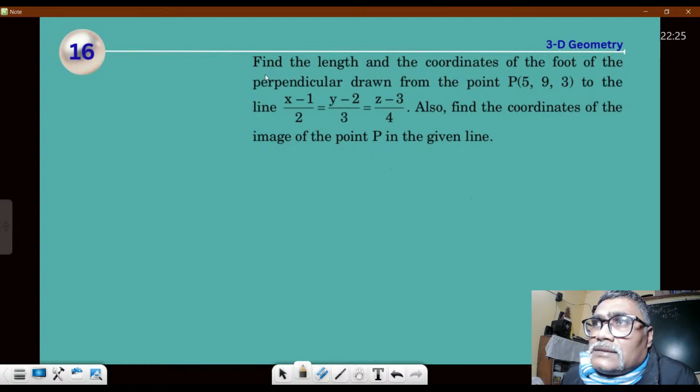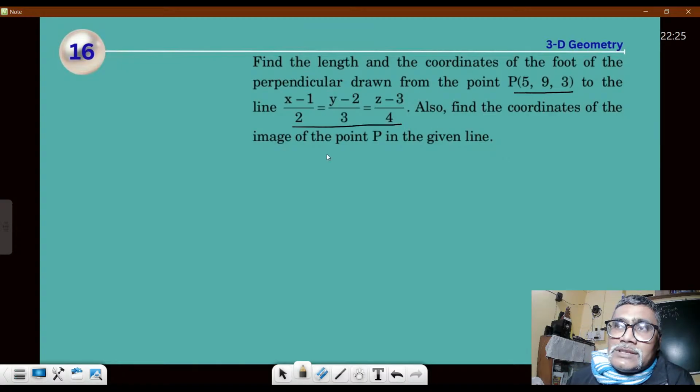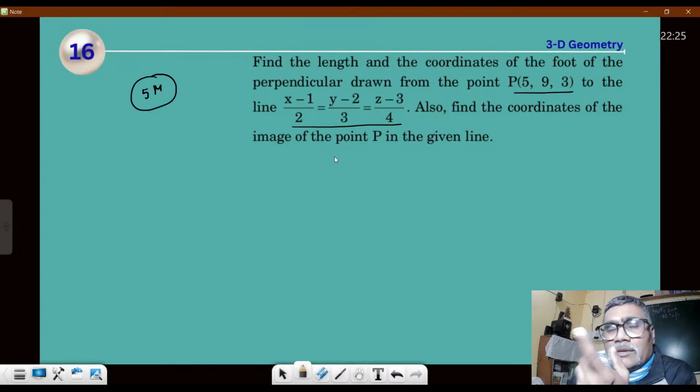Find the length and the coordinates of the foot of the perpendicular drawn from this point to this line. Also the coordinates of the image of the point. This is a big problem, right? It should be a 5 marks problem. I don't know whether it is a 5 mark problem or not. I did not notice while copying this, but this is a very big problem.